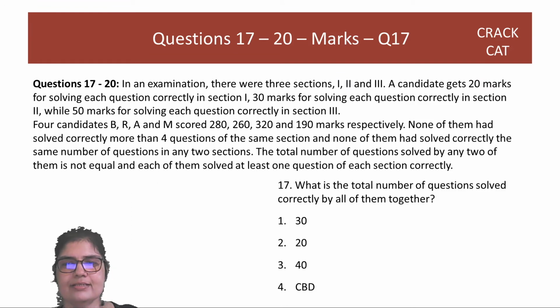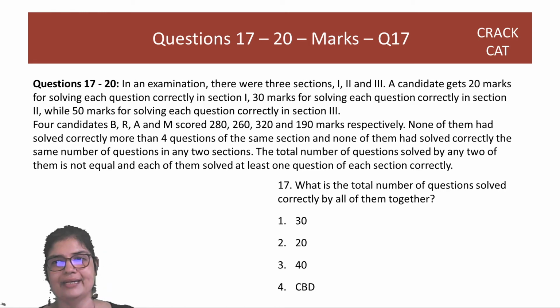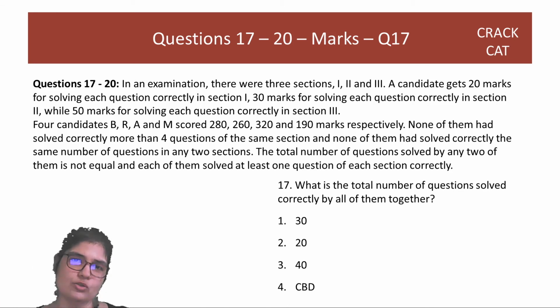Last set, guys. Okay. In an examination, there were 3 sections, 1, 2, and 3. A candidate gets 20 marks for solving each question correctly in section 1, 30 marks for section 2, 50 marks for section 3. There are 4 candidates scoring 280, 260, 320 and 190.